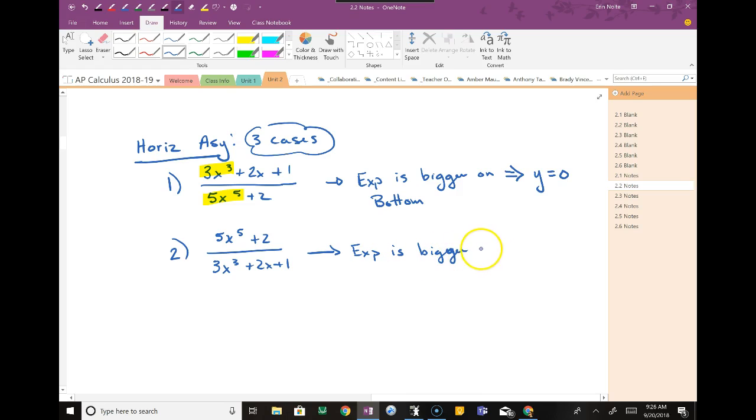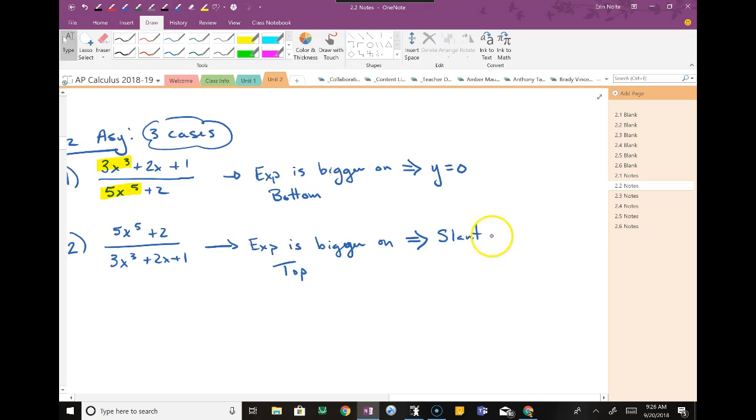Oops, bigger on top. Do you remember what bigger on top implies? It implies a slant asymptote. Very good. So slant asymptote means that you're going to infinity or to negative infinity. Okay, so that's one you're going to have to test.